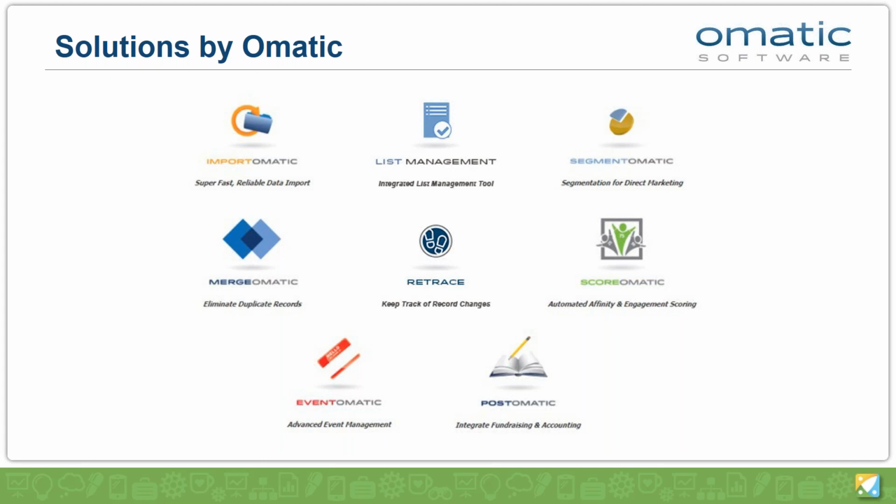The newest member of the family is right in the middle there, Retrace, which is kind of a super-duper auditing function for figuring out who changed records, who did what to which records, and determining how those need to be mitigated, if at all. And certainly, you can find out more about Omatic by going to omaticsoftware.com.